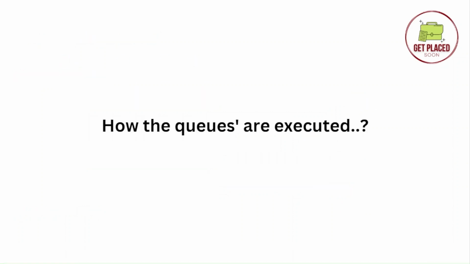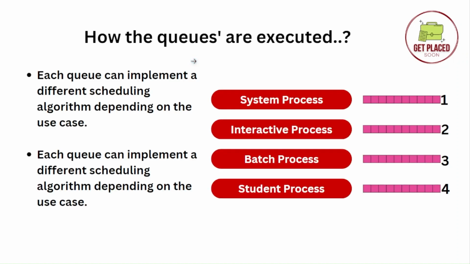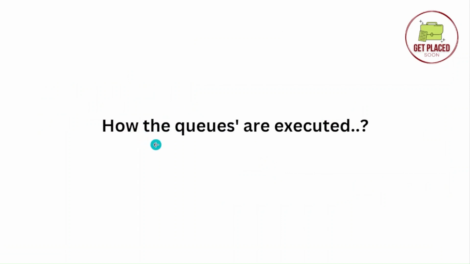Now that we understood how the processes are run, now let's see how the processes are executed. I mean, in which method, in which algorithm. So, each queue can implement a different scheduling algorithm depending on the use case. So, depending on the category, depending on the type, it can decide which scheduling algorithm is beneficial. So, now that we discussed how the CPU time is allocated, how much time, which process to run first, now let's see how the queues are executed. I mean, in which algorithm, which method the queues are executed.